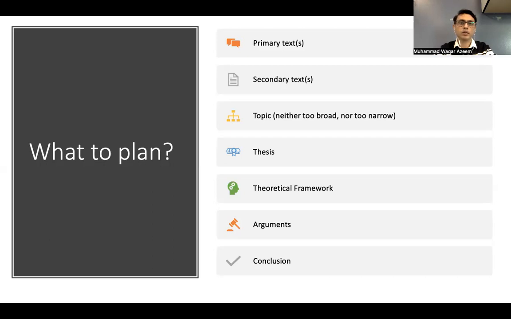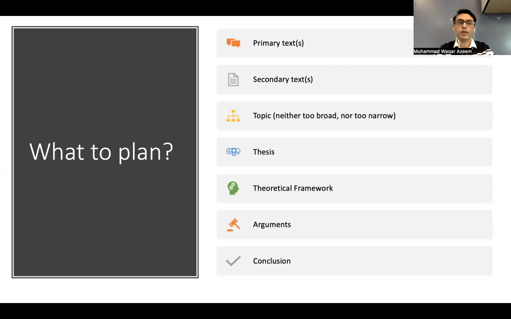So it is very important that you choose a primary text for your academic paper which actually interests you, which actually fascinates you, and you would like to watch it or read it over and over again. After your primary text is almost finalized, you need to look for relevant secondary texts.